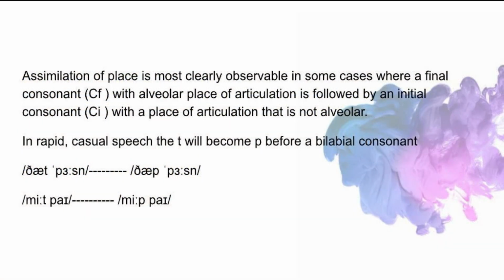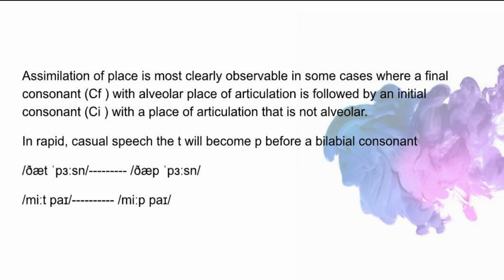There are some places where assimilation is more observable. For example, where a final consonant with alveolar place of articulation is followed by an initial consonant with a place of articulation that is not alveolar. So when people are talking in casual speech, they tend to change the t sound into the p sound. We can see that in the following examples.